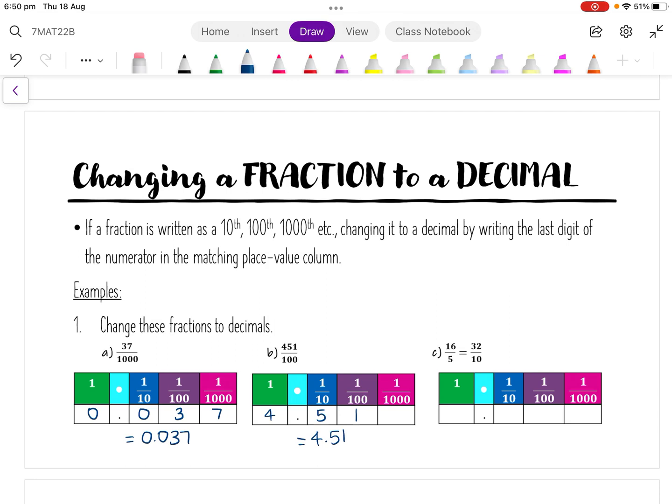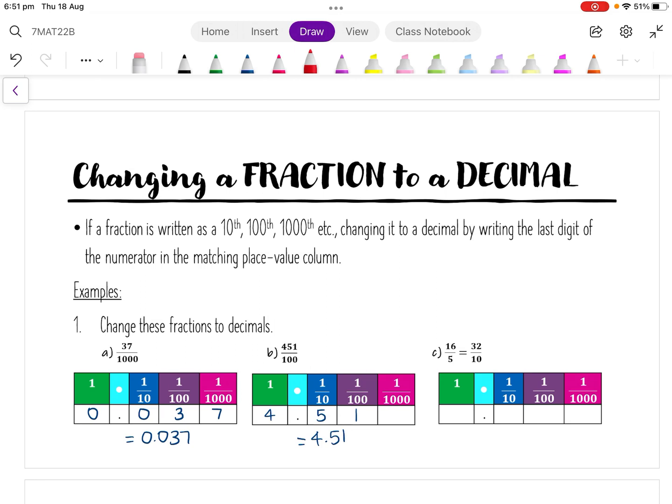Now, with our last one here, we have 16 over 5. You can see that I have written its equivalent fraction to be 32 over 10. So it's really important that we change fractions that do not have a denominator of 1,000, 100, or 10 to be one of these values.